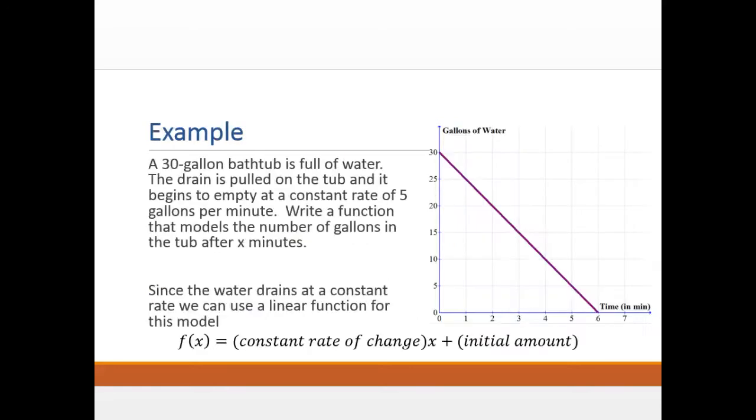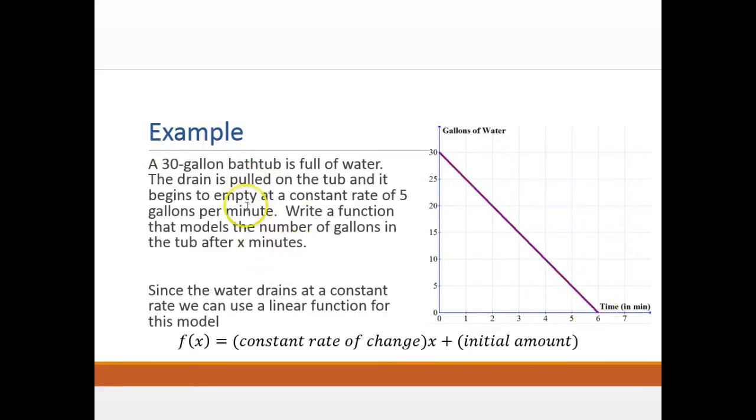Let's look at an example of this. We'll say we have a 30-gallon bathtub that's full of water, and the drain is pulled on the tub and it begins to empty at a constant rate of 5 gallons per minute. Write a function that models the number of gallons in the tub after x minutes. Well, we can draw a graph, sketch it out if we want to.